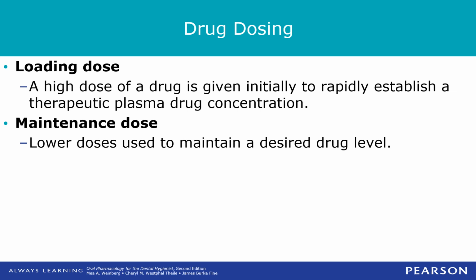Drug dosing. We have what's called a loading dose. This is a high dose of a drug given initially to rapidly establish a therapeutic plasma drug concentration. You want to give the drug in high doses in order to establish a high plasma drug concentration. A maintenance dose is a lower dose, and it's just used to maintain a desired drug level.